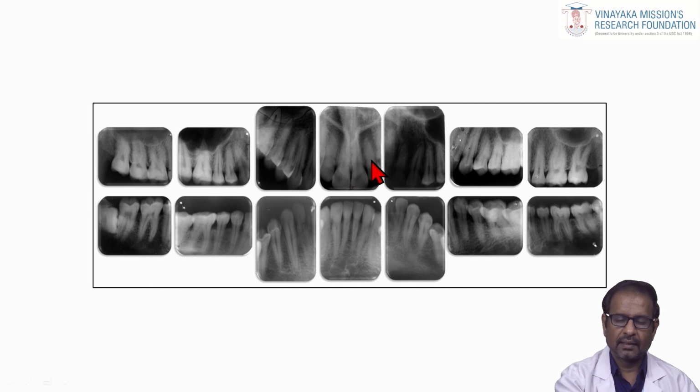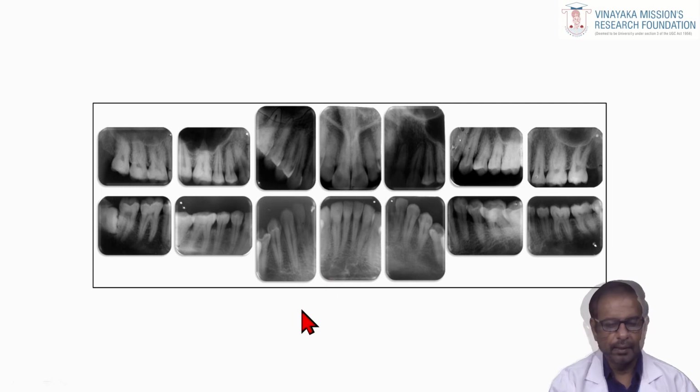In the maxillary anterior region, there are the nasal septum, nasal fossa, and anterior nasal spine. In the maxillary premolar region, the maxillary sinus is seen. In the maxillary molar region, the maxillary sinus is also seen. Distal to the second and third molar, there is the maxillary tuberosity. In the mandibular anterior region, there is the lingual foramen. In the mandibular premolar region, the mental foramen is seen. These are the normal anatomical structures.